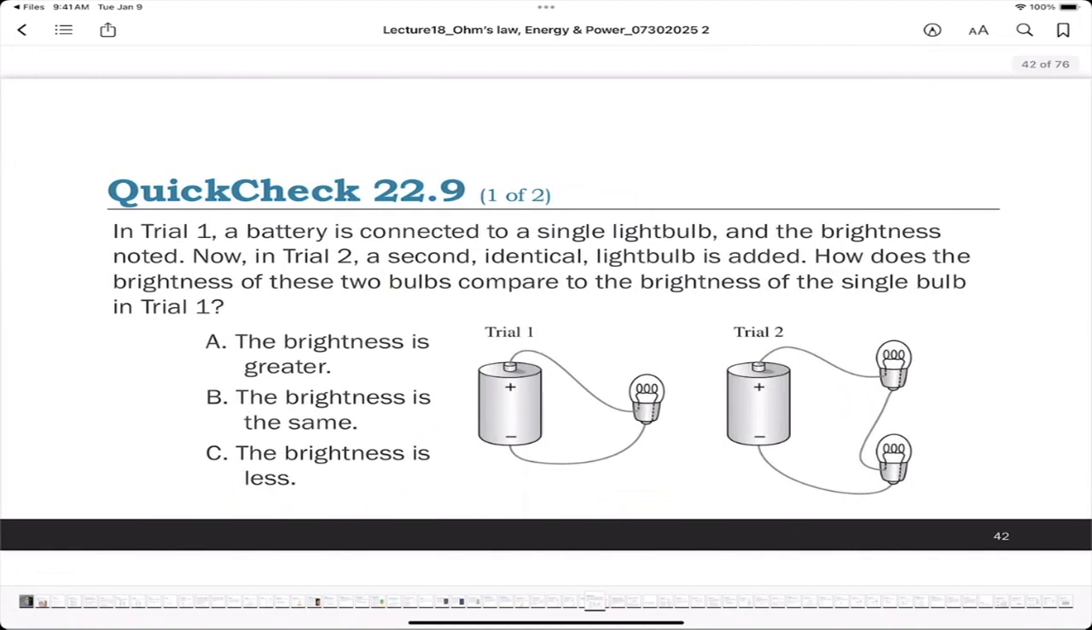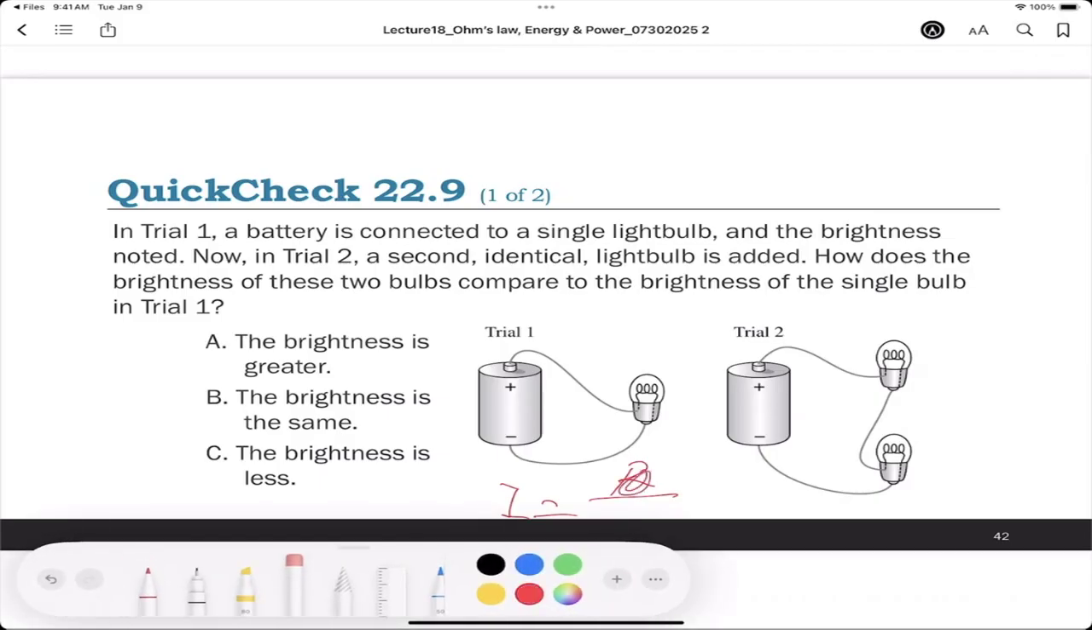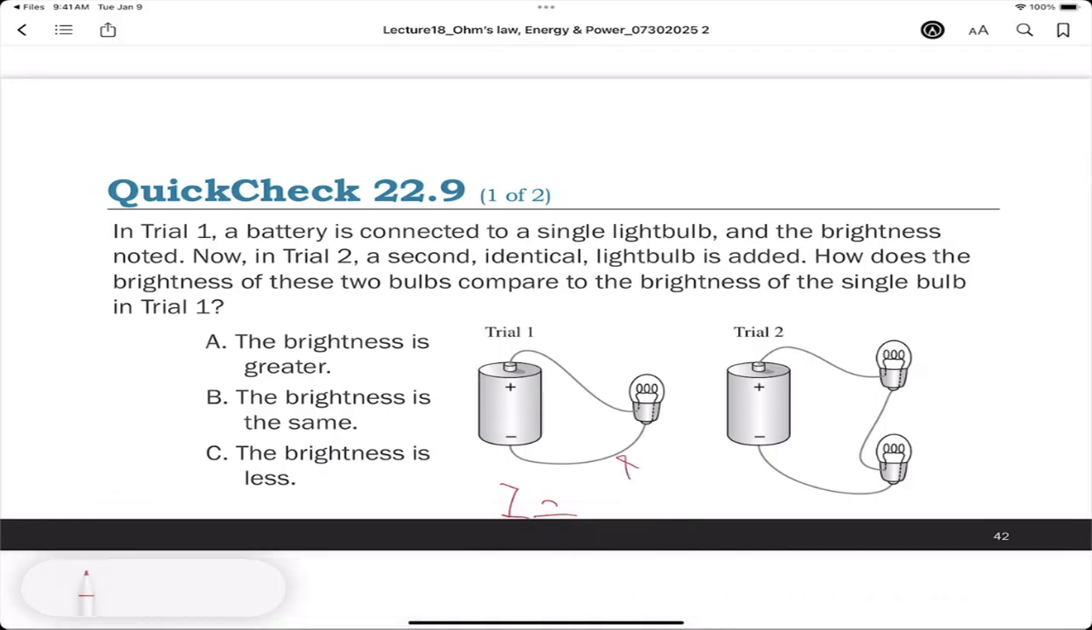Let's check one quick check question. In trial 1, a battery is connected to a single light bulb and the brightness is noted. Now in trial 2, a second identical light bulb is added. How does the brightness of these two bulbs compare to the brightness of the single bulb in trial 1? We know the larger the current, the brighter the bulb. Does it make sense to you? For this one, I equals V divided by R.